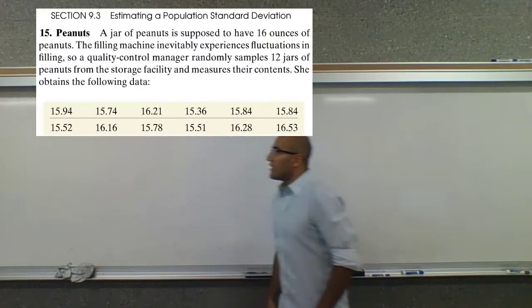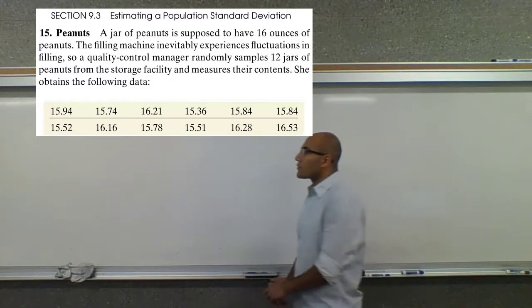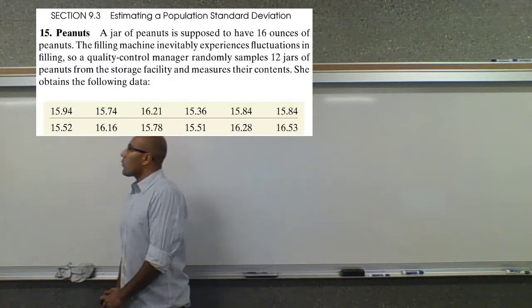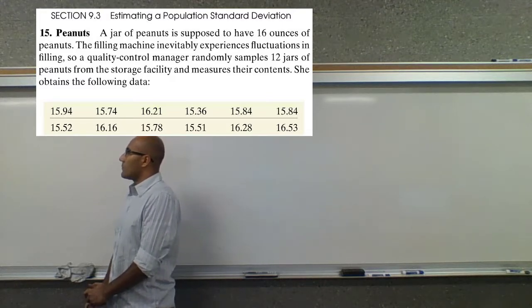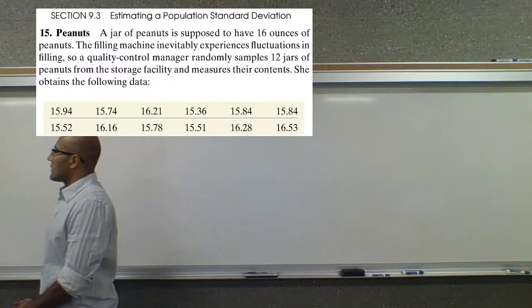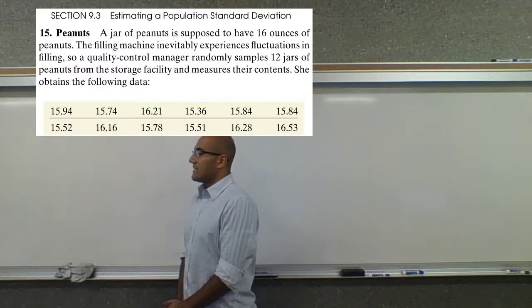to have 16 ounces of peanuts. The filling machine inevitably experiences fluctuations in filling, so a quality control manager randomly samples 12 jars of peanuts from the storage facility and measures their contents. She obtains the following data.